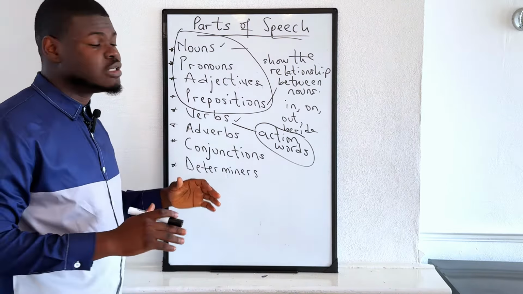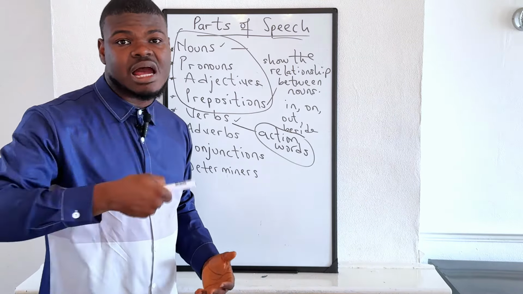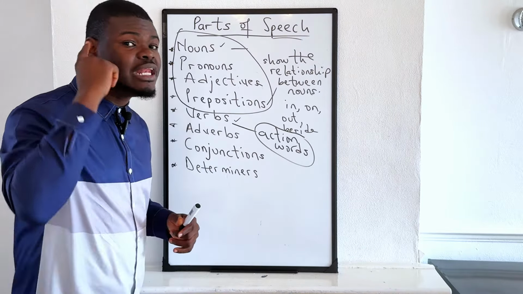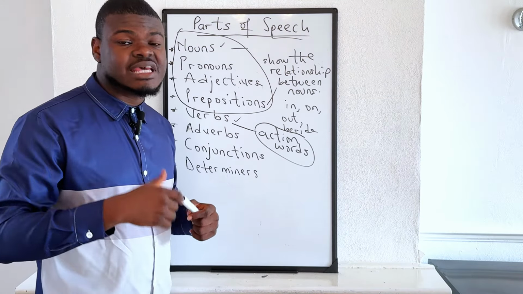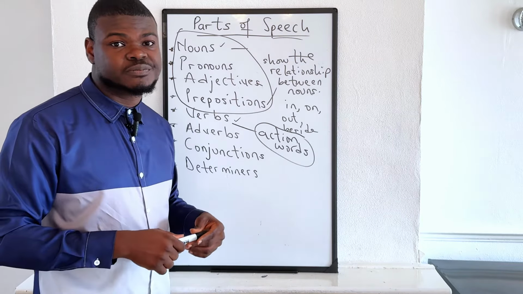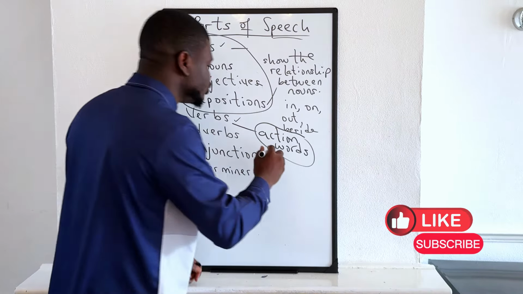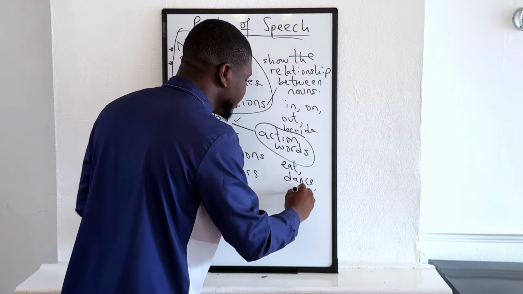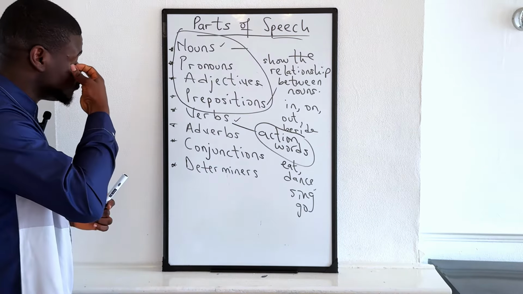Yeah? Go, an action. Eat, action. Teach, action. Write, action. Listen, action. Watch, action. Sing, action. Dance, action. Jump, action. Do we understand? Yeah. So verbs are action words like eat, like dance, like sing, like go, etc. So verbs are action words.